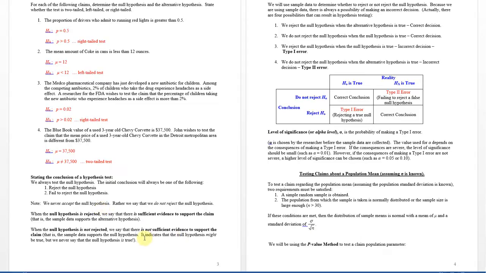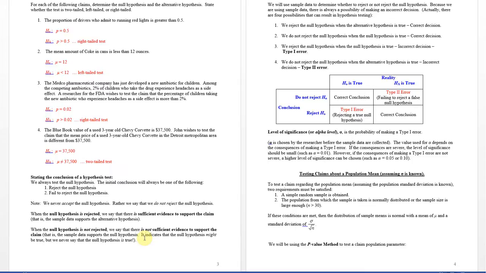So again, not acceptance, just rejection, or fail to reject. This is one of those cases where rejection is more preferable to acceptance, which is rather unusual, I would say, but that's where we're at. When a null hypothesis is not rejected, we say that there's not sufficient evidence to support this claim. That is, the sample data supports the null hypothesis. It indicates that the null hypothesis might be true, but we can never really say if the null is true.